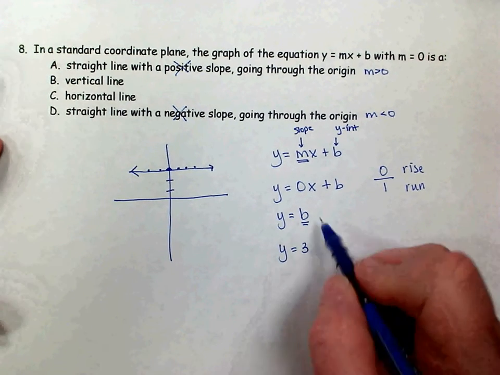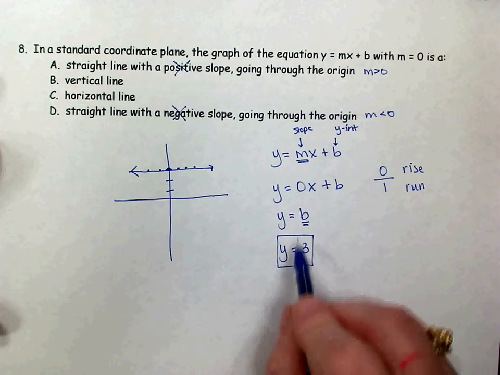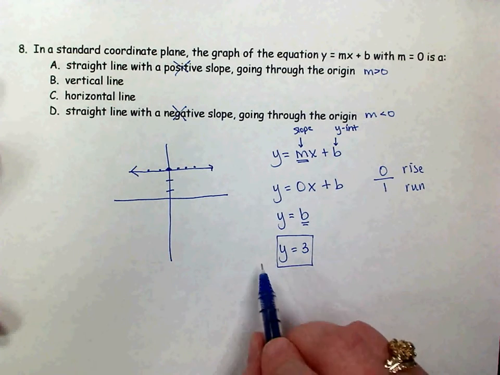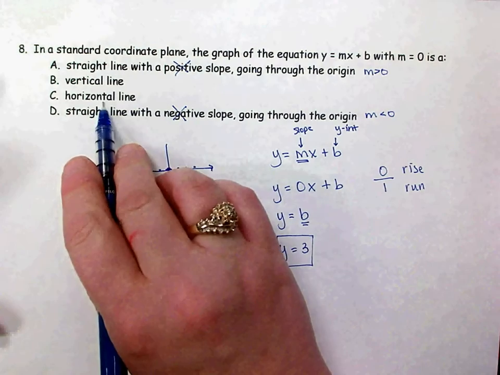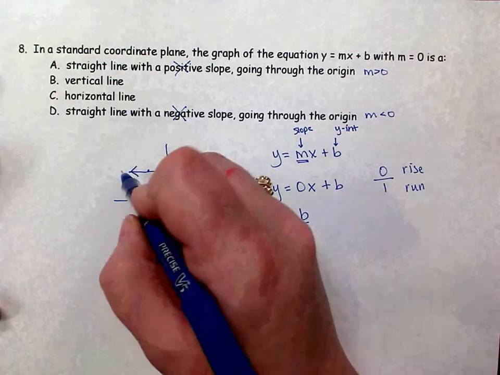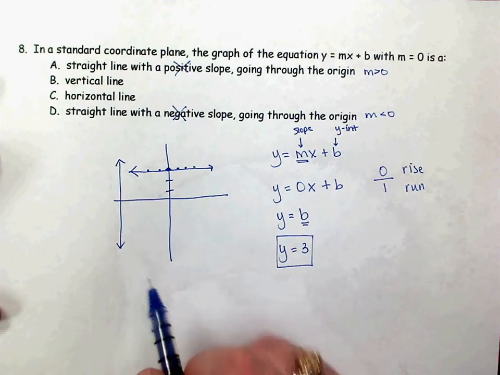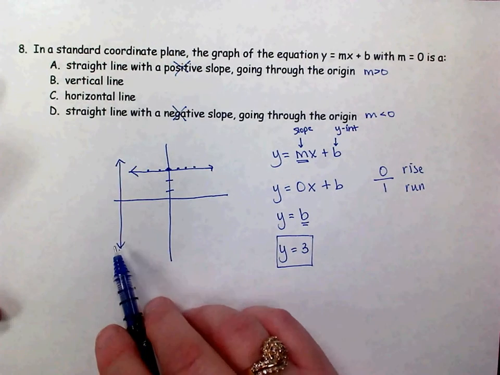If you only have a y in the equation, like y equals b, then your line is only going to cross the y-axis. Okay, that's a horizontal line. Vertical lines only cross the x-axis. So they will only have an x in the equation. They won't have a y.